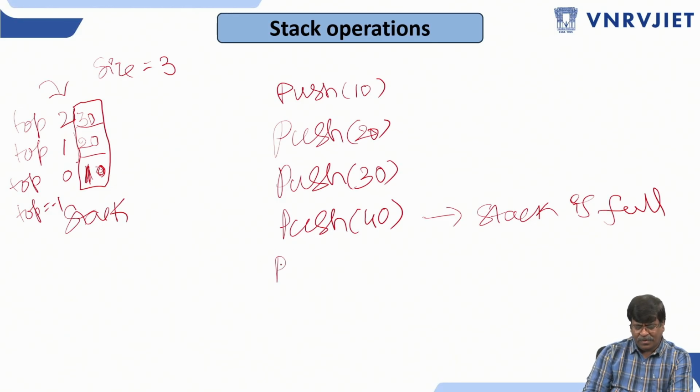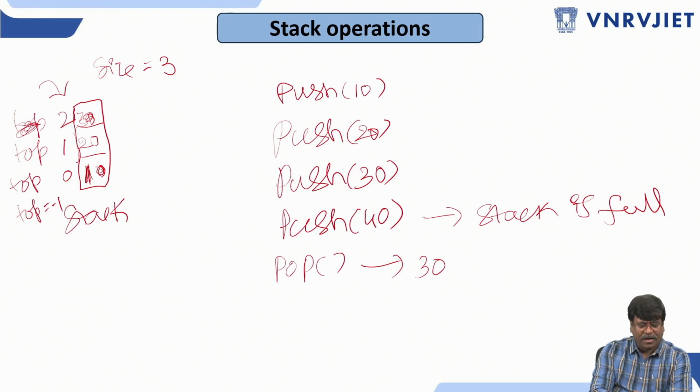Next, now I am calling the pop operation. So what is the pop operation? Pop operation means it is going to remove data from the stack. It is a stack data structure, and stack data structure means last in first out. So whenever you execute the pop operation, first it is going to remove the top element of the stack. So what is the top element of the stack? 30. 30 will be removed from the stack and top value becomes 1.